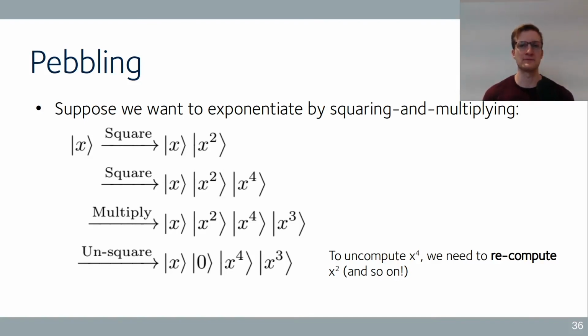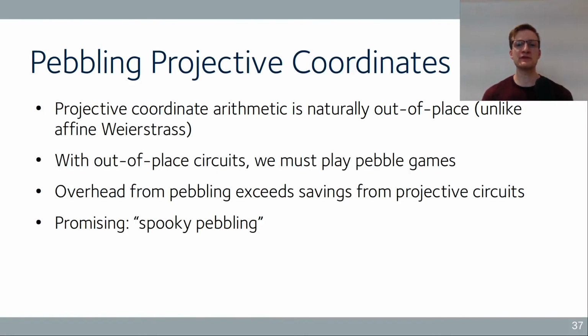It's well known from the beginning of reversible computation. There are general strategies that are available to us, but they add a lot of overhead. And so projective coordinate arithmetic is naturally out of place. What I mean is that if we take the classical formulas and adapt them to quantum circuits, then there's no clear or obvious way to make them in place. And so we have to play these pebble games to make it work, and the overhead from this pebbling exceeds the savings we can find. With the affine Weierstrass, which we used, which seems like sort of the naive textbook approach, we can do it in place, which makes it better overall.